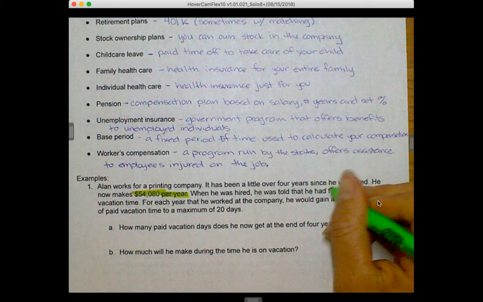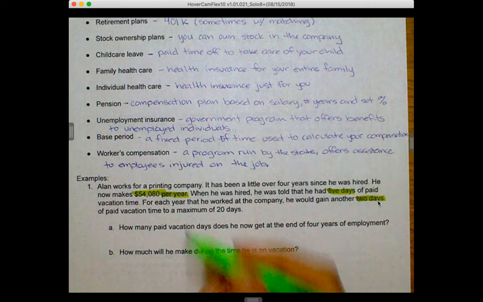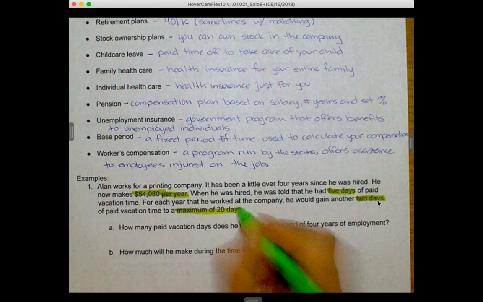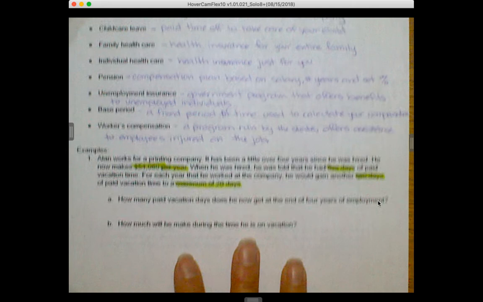When he was hired, he was told that he had 5 days of paid vacation time. So that's what he got when he got hired. He had 5 days. For each year that he worked at the company, he would gain another 2 days of paid vacation time to a maximum of 20 days.